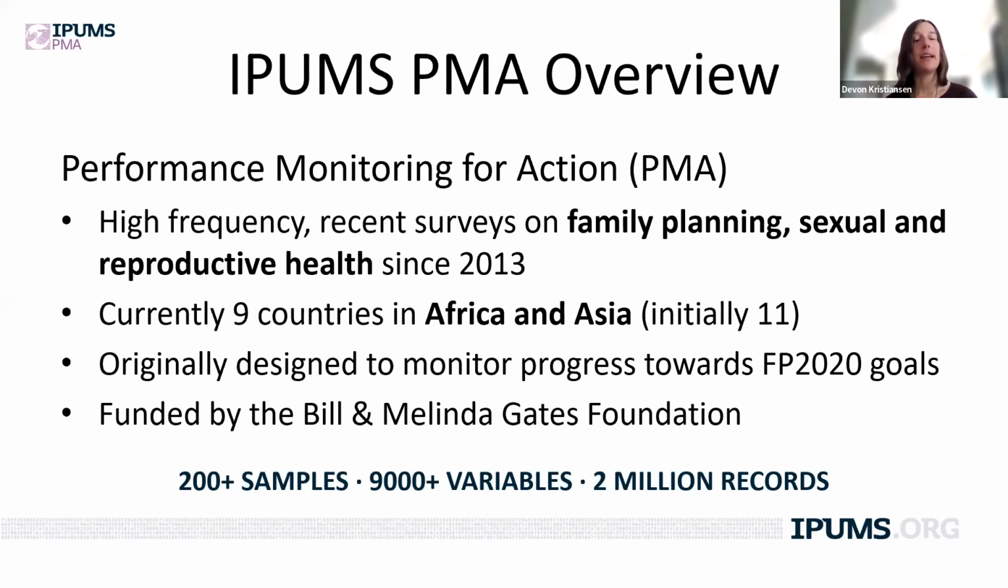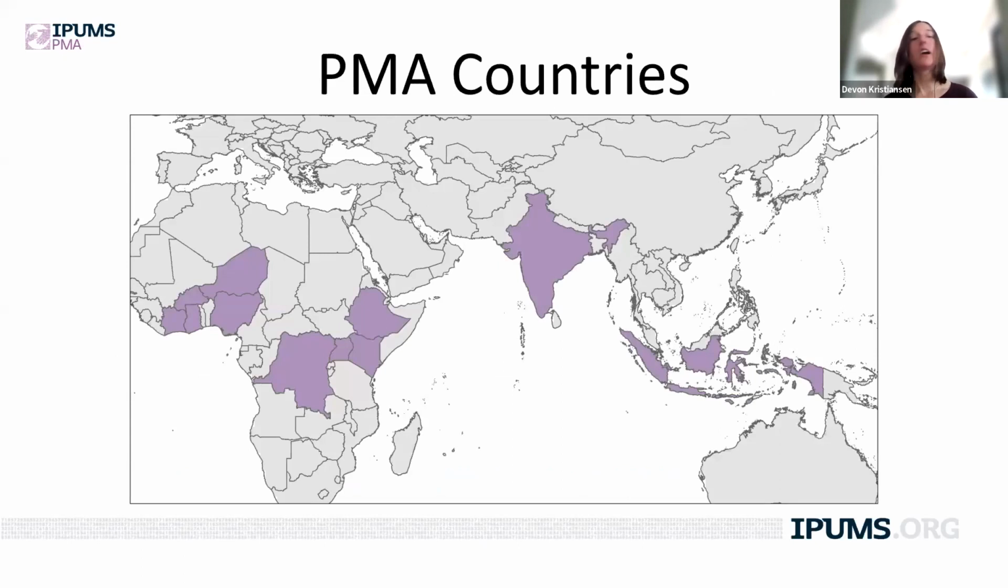So both PMA and IPUMS PMA are funded by the Bill and Melinda Gates Foundation. We currently have more than 200 samples, more than 9,000 variables, and more than 2 million records in IPUMS PMA. So as you can see, the focus is in sub-Saharan Africa and then India and Indonesia. Unfortunately, Ghana and Indonesia are no longer participating, but the other countries are.